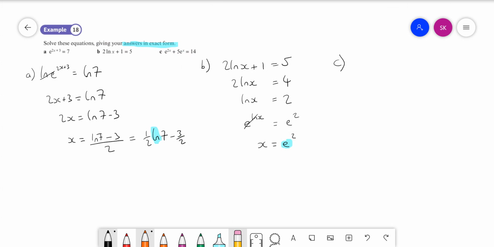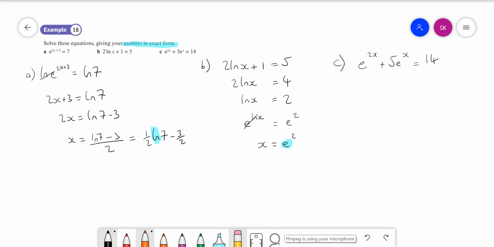So this one: e to the power of 2x plus 5 e to the x equals 14. I'm immediately looking at this and thinking, this power is double this power. And when I have that sort of situation, that means it's a quadratic equation, and I need to somehow solve it like a normal quadratic equation, meaning I may need to factorize if I can, or I'm going to use the quadratic formula to solve.